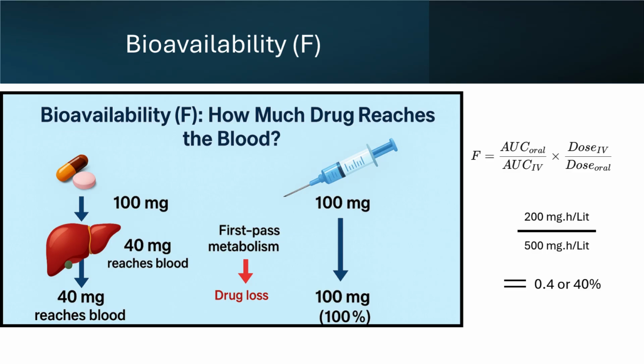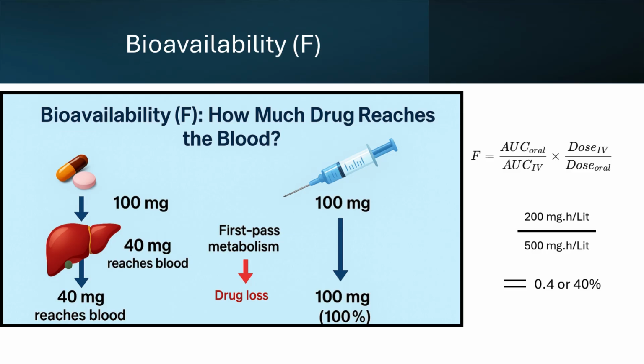To measure bioavailability, we compare how much drug gets into the bloodstream after an oral dose versus an intravenous dose. The formula for bioavailability is shown here. It's area under the curve oral divided by area under the curve intravenous multiplied by dose intravenous divided by dose oral.